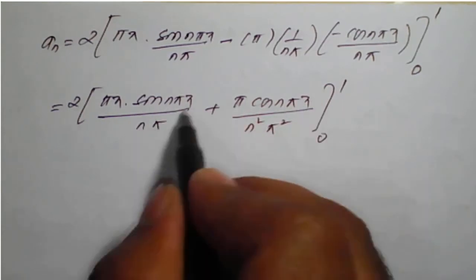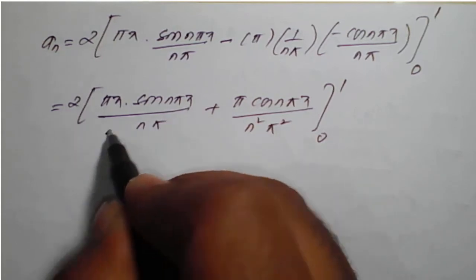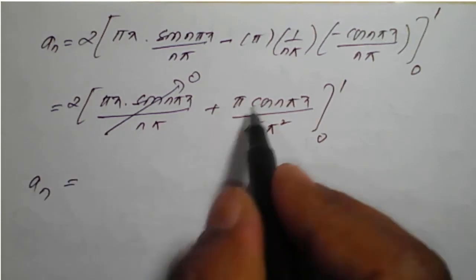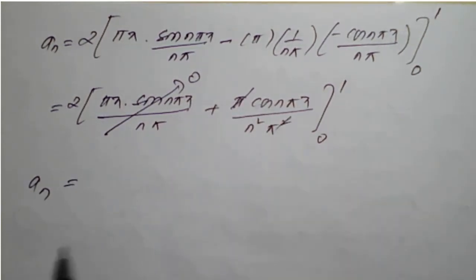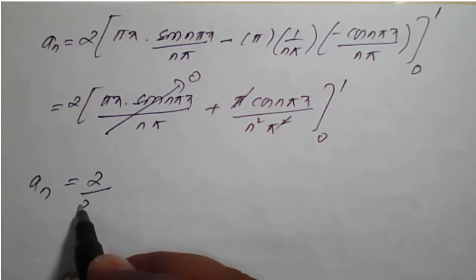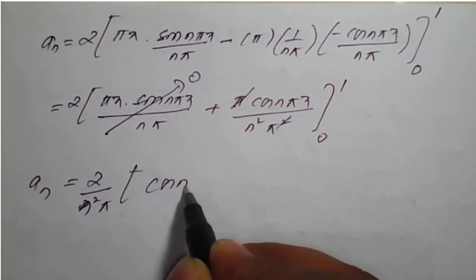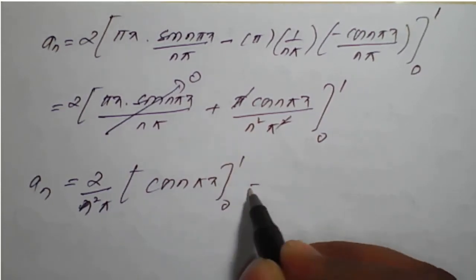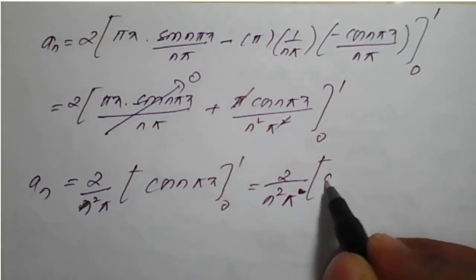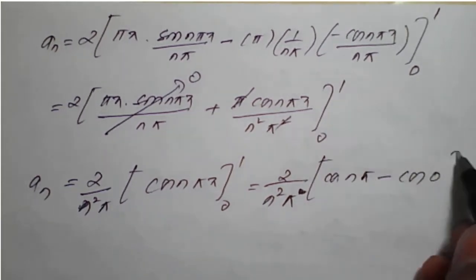So on applying the upper limit, if you replace x equal to 1, sine n pi is 0. If you replace the lower limit, this will vanish completely. So an will become what here? So this pi and that one pi cancel. So 2, this n square pi I will consider as a constant, n square pi outside. What is left here is only cos of n pi x, limit from 0 to 1. So 2 upon n square pi, apply upper limit, it will be cos of n pi minus cos of the lower limit, where x is 0, meaning cos of 0.